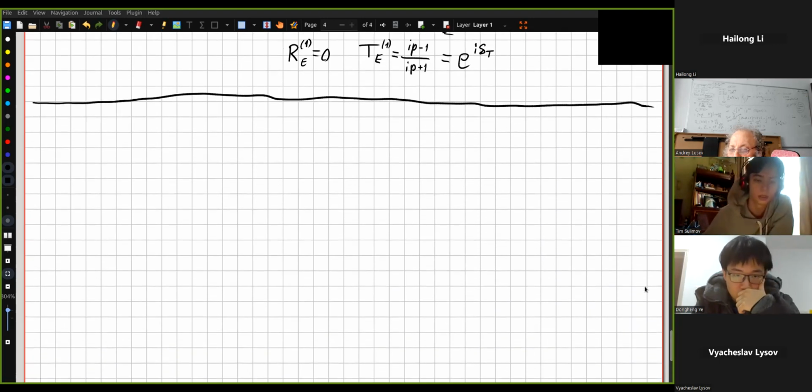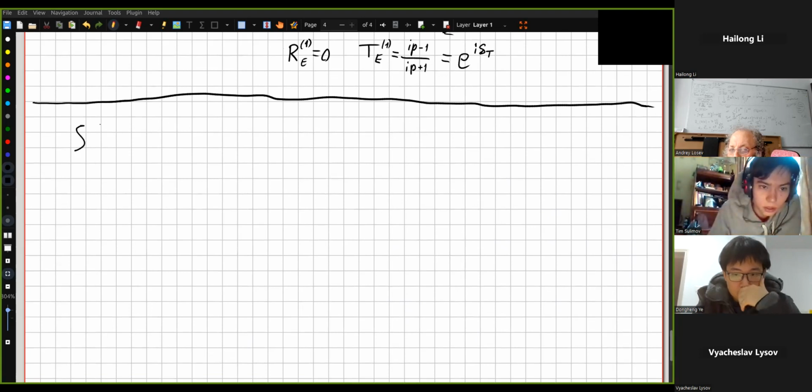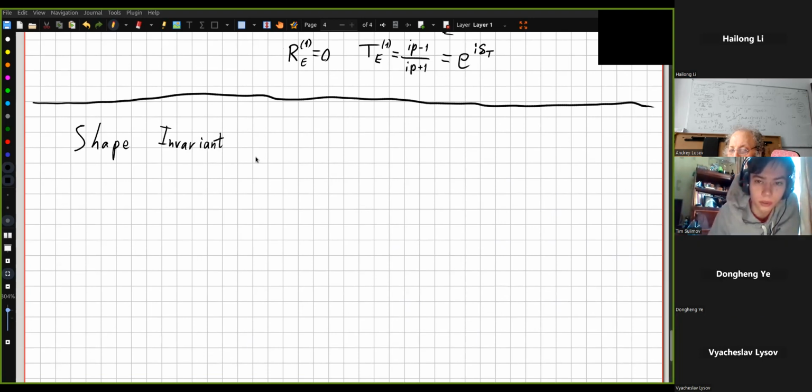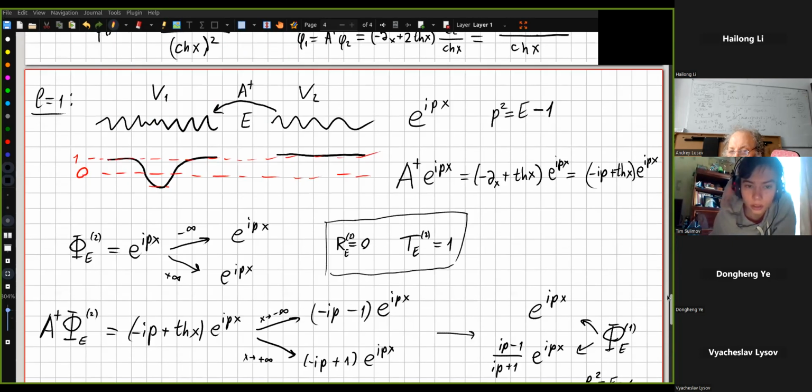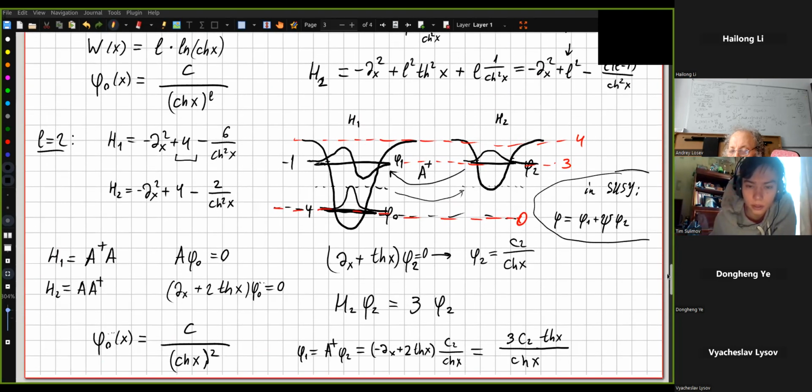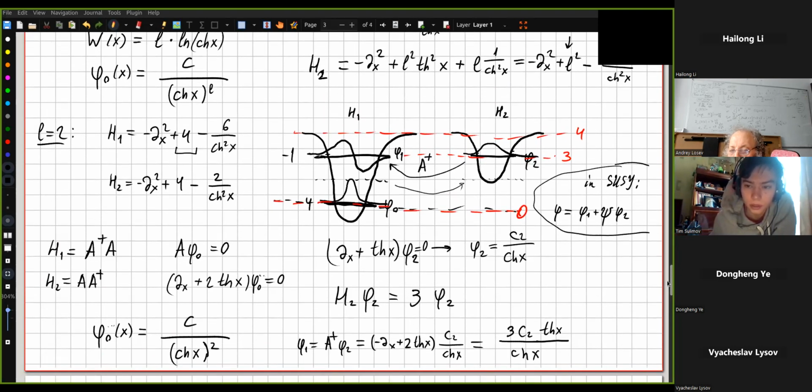shape-invariant potentials. Now this is just a generalization of the situation that we saw in the first and the second example. That is, when the partner potential looks just like the original potential, but with a different constant.